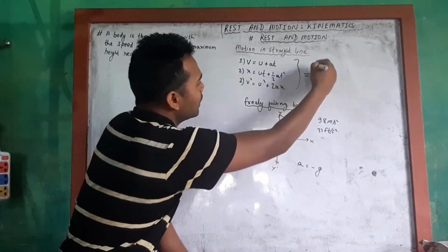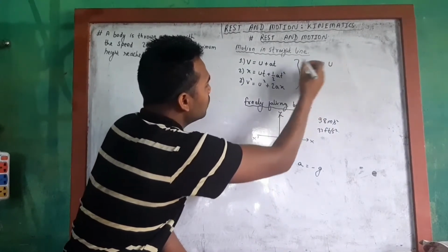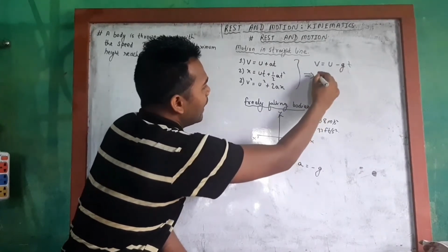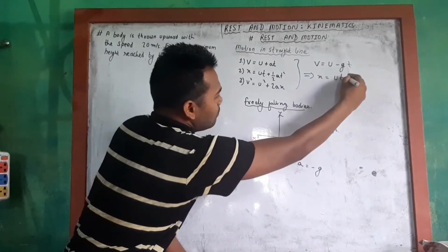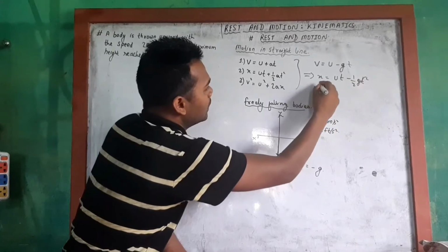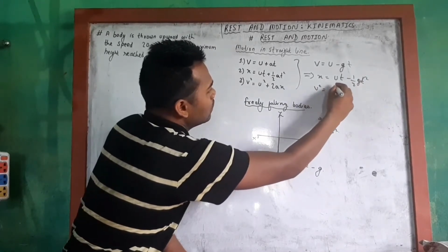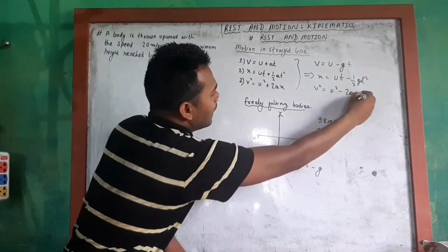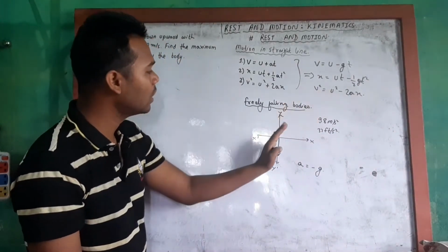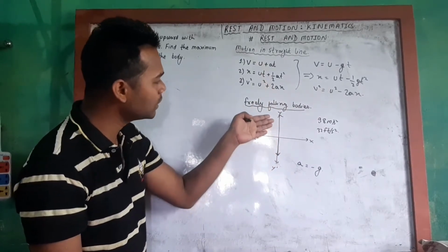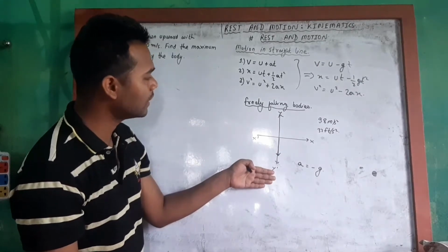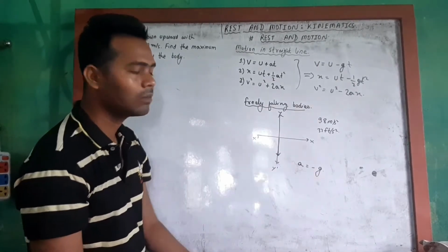Here a is minus g, therefore v is equal to u minus gt, x is equal to ut minus half gt square, and v square is equal to u square minus 2gx. These are the equations for freely falling bodies if we consider directly upward as the positive direction and directly downward as the negative direction. That's why acceleration here is minus g.